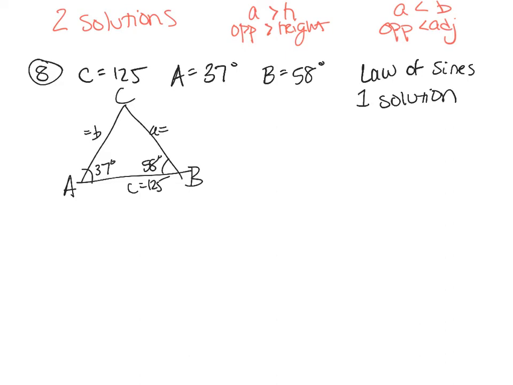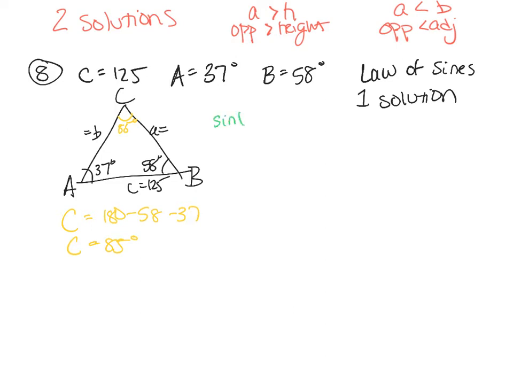But now I can go through and solve for what I need. Since I already have 2 of my angles, I can solve for the third pretty quickly and say that angle C is going to be 180 minus 58 minus 37, giving us that C is 85 degrees. Excellent. Now we can go through and solve for our other 2 sides. So let's solve for side B first.